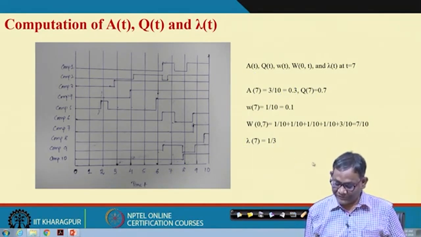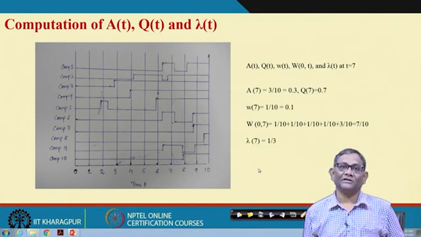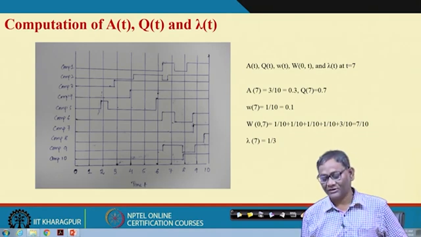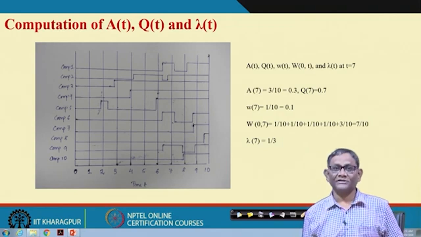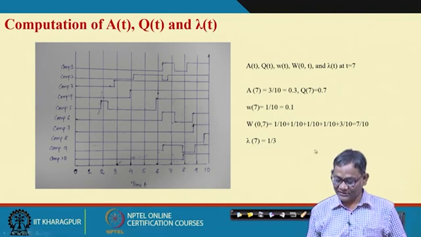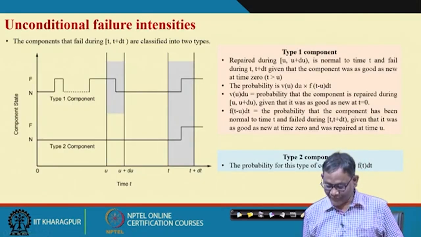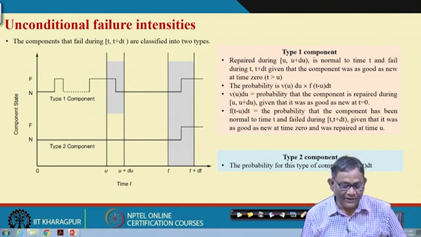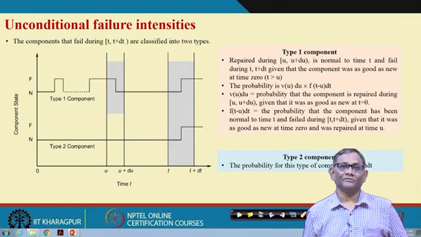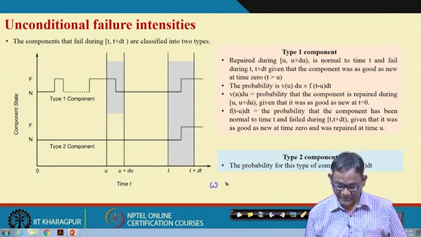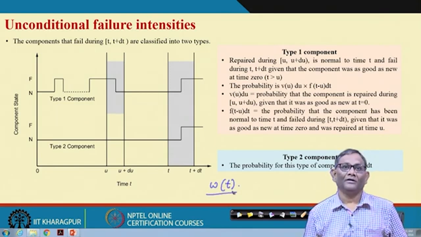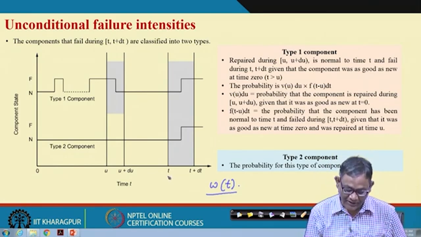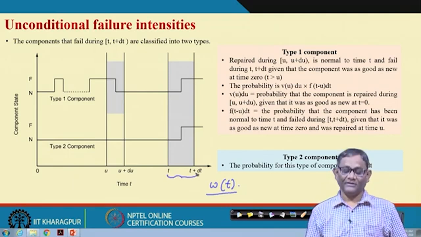Now we will see the theoretical basis of the unconditional failure intensities, conditional failure intensities, unconditional repair intensities and conditional repair intensities. First we start with unconditional failure intensities. We are interested to know what is w(t), the unconditional failure intensity. Your time interval is t and t plus delta t.